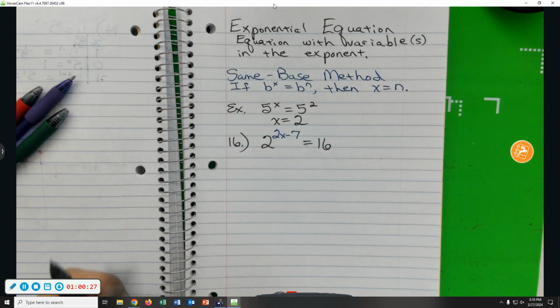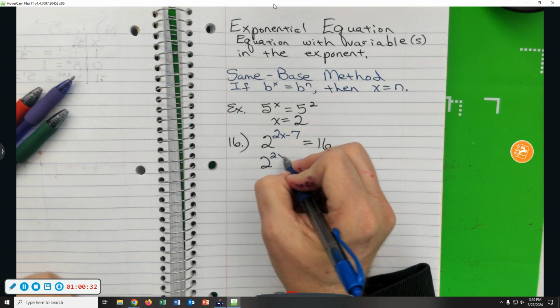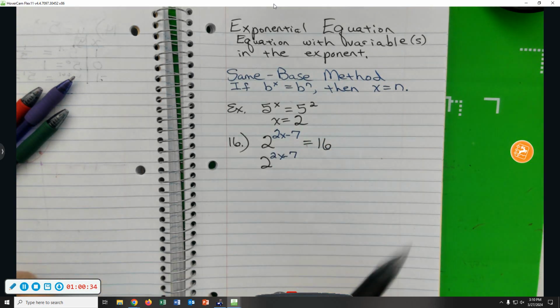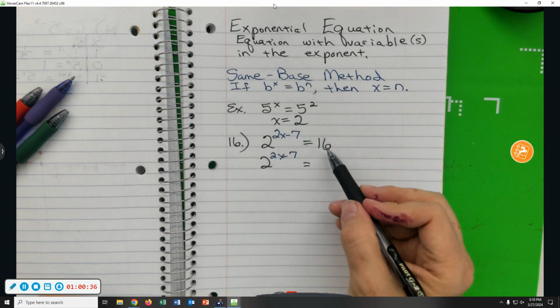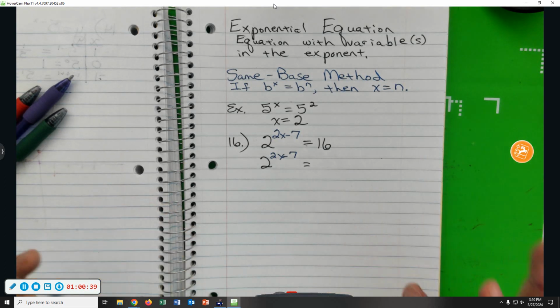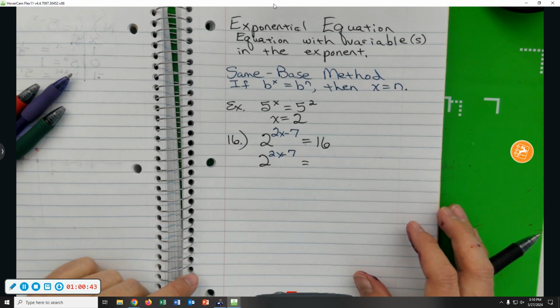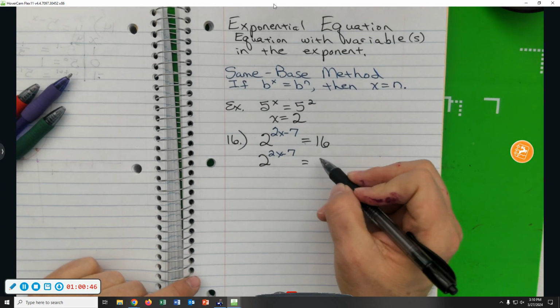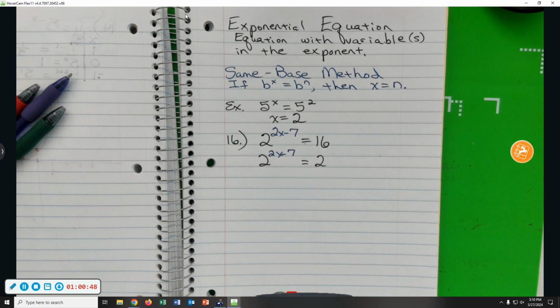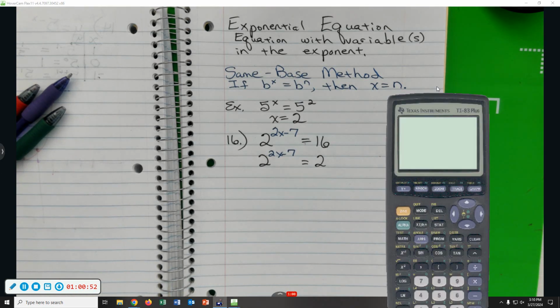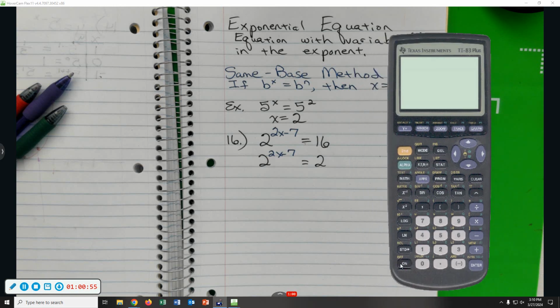So we have 2 to the 2x minus 7 on the left. How can we write 16 as 2 to a power? We have to be able to do it. Otherwise, the same base method doesn't work. 2 to what power will give us 16? We know 2 squared is 4. 2 cubed is 8. I think I heard Ernestina say 2 to the 4th power, and I agree. 2 to the 4th power.